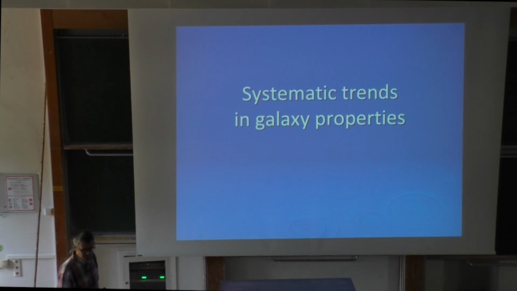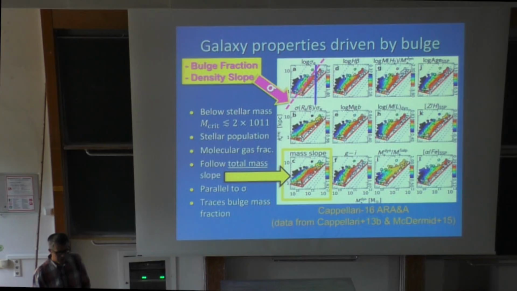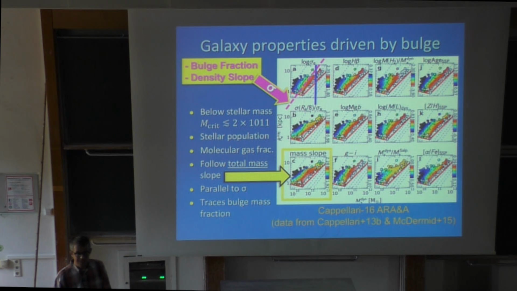Now, this is about general galaxy classification. I move now to systematic trends in galaxy properties. So another thing you can do using integral field kinematics is to, as I showed, construct dynamical models and measure accurate masses of your galaxies.